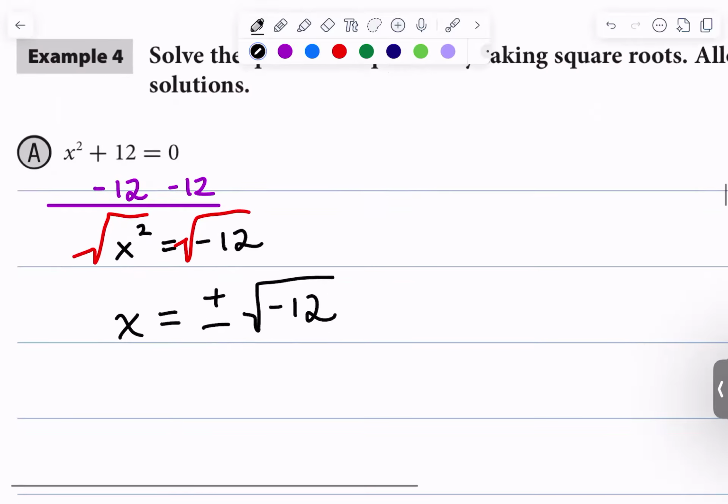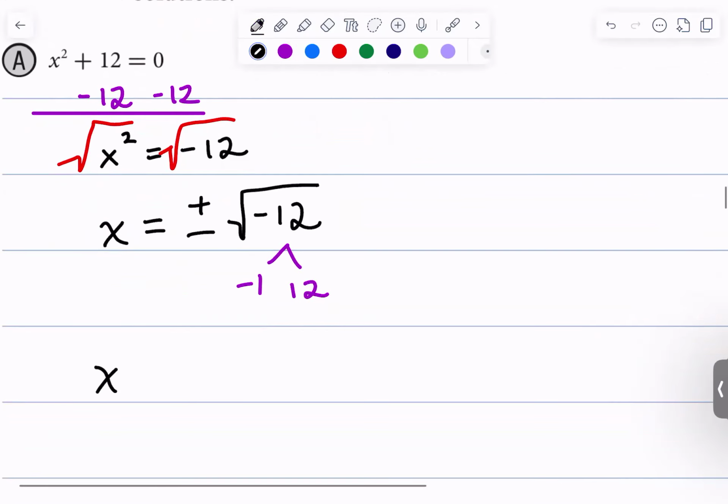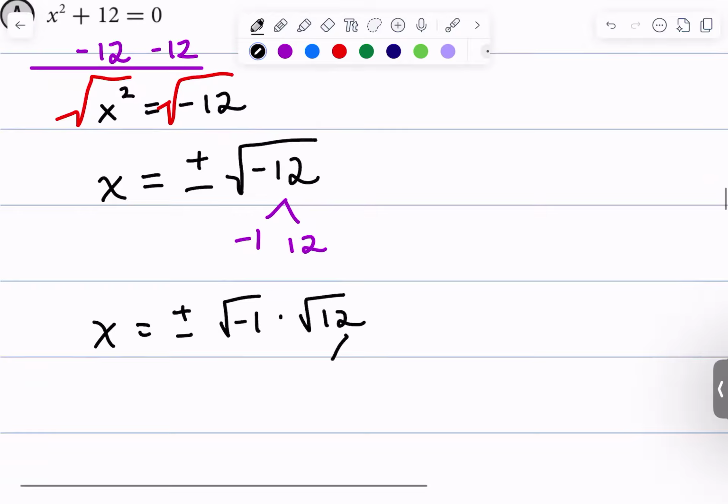Okay. And now if we think about negative 12, the first thing I want to do is take out that negative, right? So I want to do this step by step. Okay. So x is going to equal plus or minus square root of negative 1 times square root of 12. Square root of 12, class. Now we can simplify that, right? And we'll deal with the square root of negative 1 in a little bit.